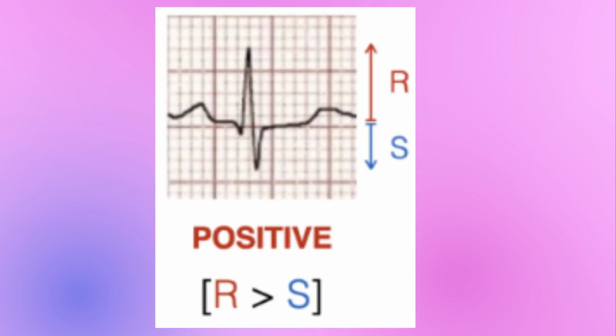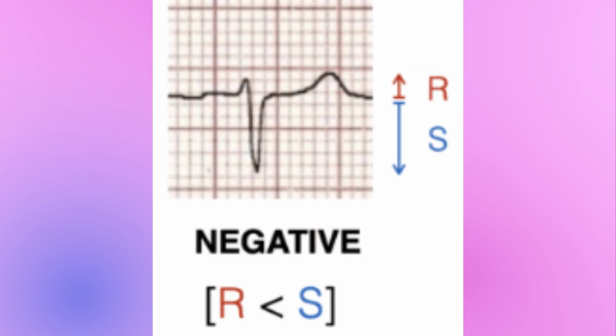Positive QRS deflection, here R wave in QRS complex is bigger in size than S wave. Negative QRS deflection, here S wave in QRS complex is bigger in size than R wave. Equiphasic QRS deflection, here in QRS complex, the R wave size is nearly equal to S wave.